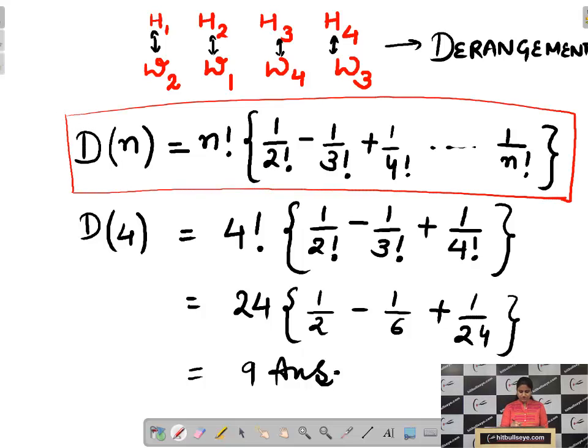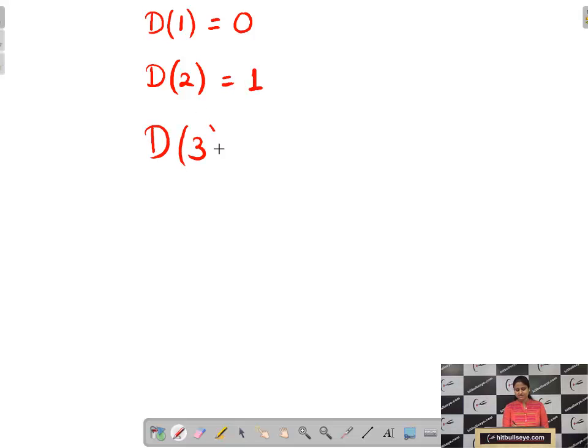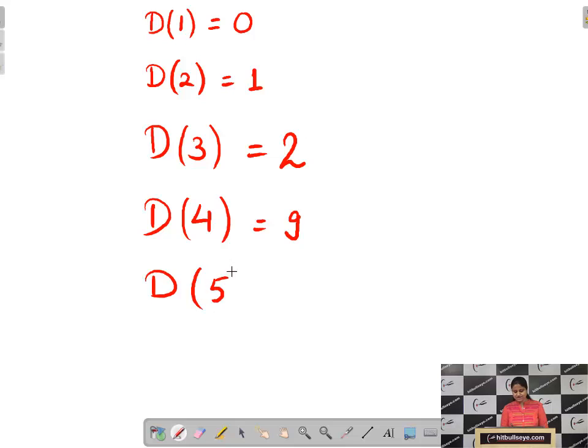Once again, you should remember the values of derangement. What is D1? I mean derangement of one thing, that is 0. Derangement of 2 things, that is 1. Derangement of 3 things, that is 2. By the formula you can verify that. Derangement of 4 things, that is 9. Derangement of 5 things, that is 44. It's better if you know these values.